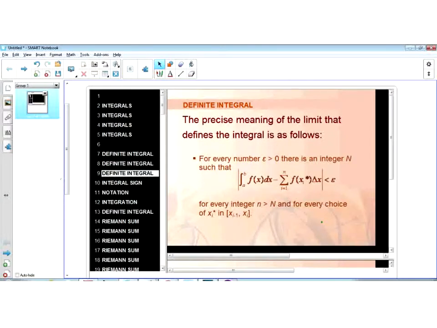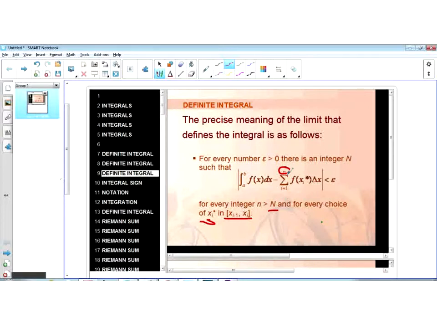The precise meaning of the limit that defines the integral is as follows. For every number epsilon, there is an integer N, uppercase N, such that the absolute value of the definite integral minus the sum is less than epsilon, for every integer n, where n is the upper index of the sum, that is bigger than that threshold N, and for every choice of sample point in the ith interval.